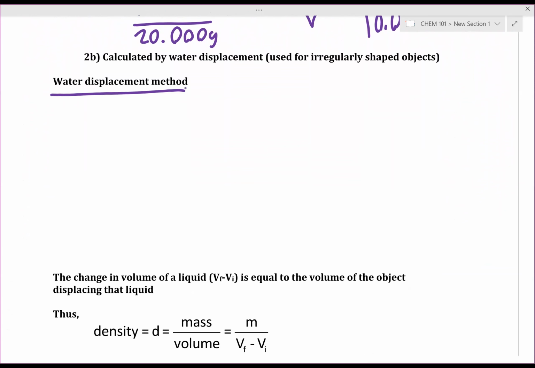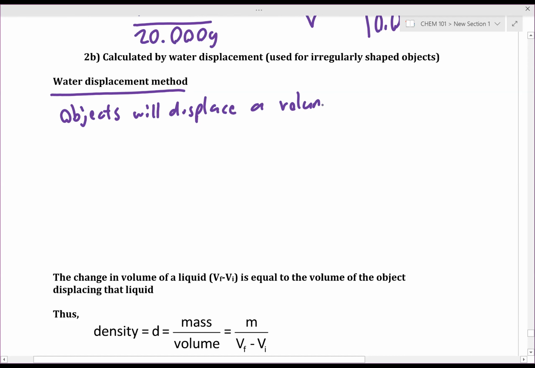If you've ever been in a pool, or ever taken a bath in a bathtub, what happens when you step into that bathtub? What happens to the water level? It rises, right? So a key idea in the water displacement method is that objects will displace a volume of water equal to their volume.